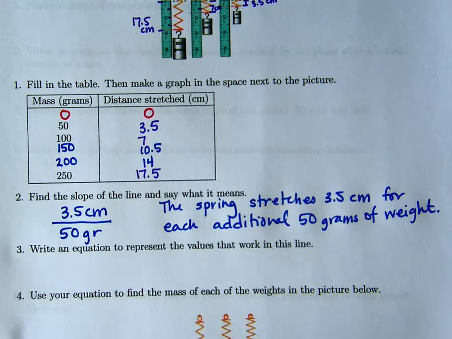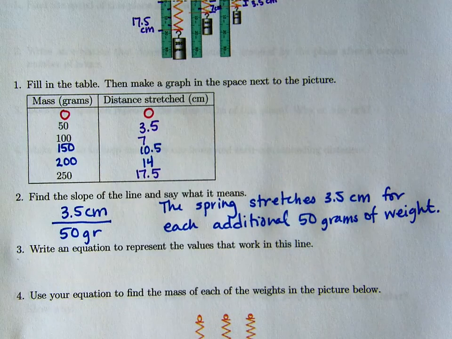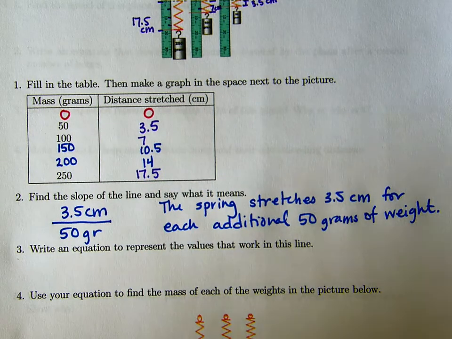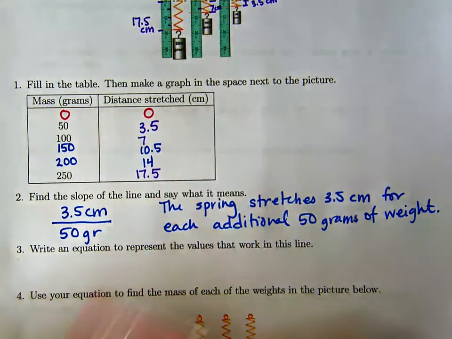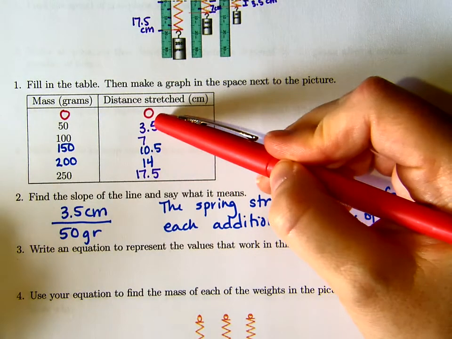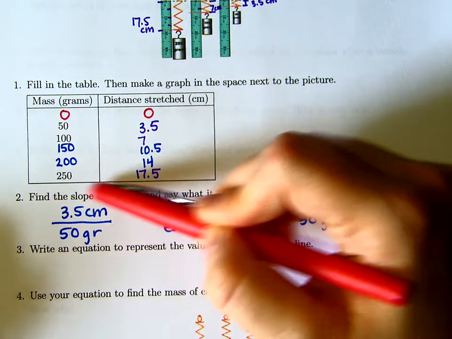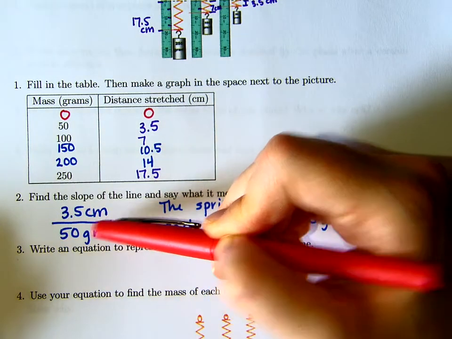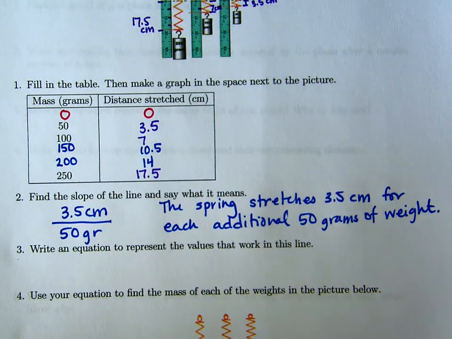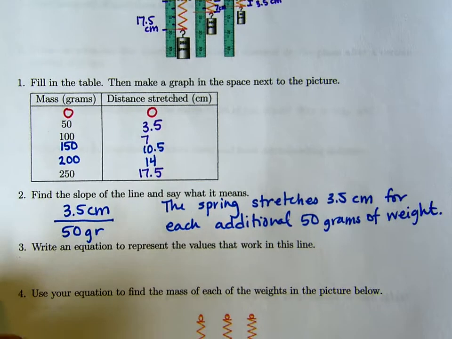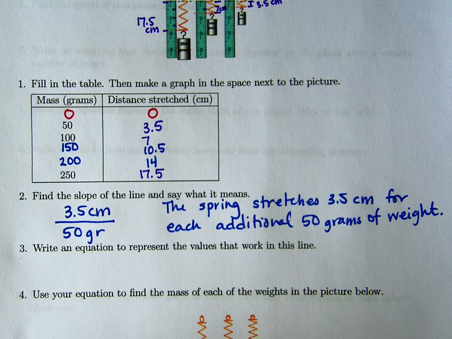Yeah, got it. Write an equation to represent the values that work in this line. Okay, so I see a pattern, an increase by 3.5 for each additional 50. But here was our ratio, yes? So let's see, the response. So I'm going to go back and remember, it goes response, that's the distance. What do we want to call this?